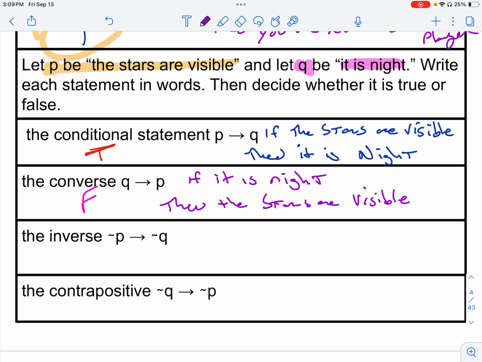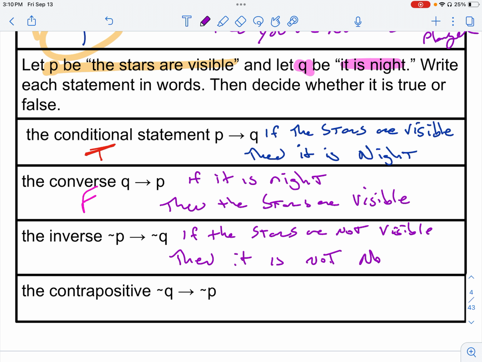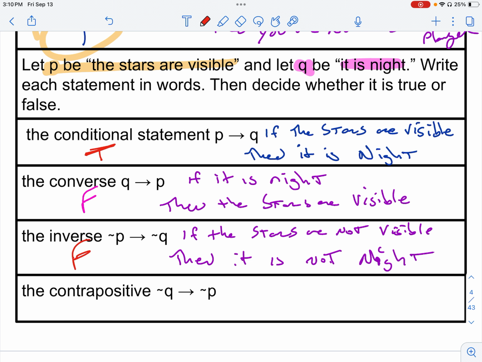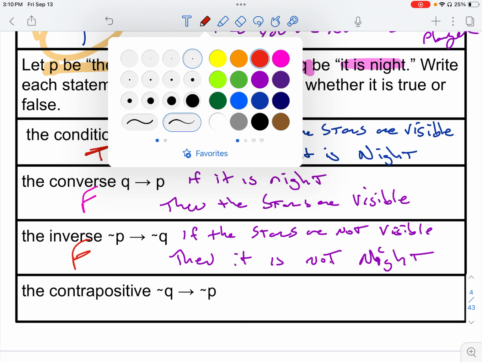The inverse. We're going to take our original conditional statement and negate both sides. So if the stars are not visible, then it is not night. Well, the same example works as our converse. It could be overcast. It could be in a big city.